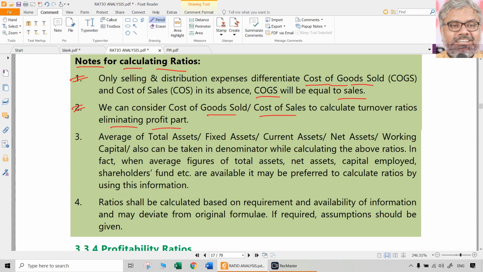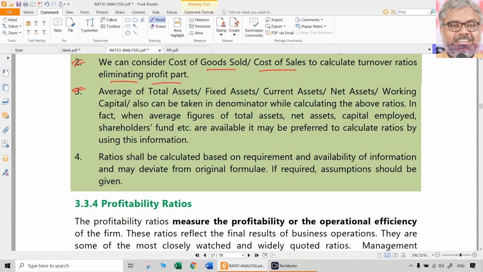For eliminating the profit part, we can. But as I said, cost of goods sold is better to be taken only for inventory turnover ratio. Other than that, for any other turnover ratio, it is better to take sales. For debtors turnover ratio, you have to take credit sales. For creditors turnover ratio, you cannot take sales. Naturally, you have to take credit purchases. So keeping those apart, for all other turnover ratios, the numerator is the same, that is sales. That's it. And whenever we are talking about average in the denominator, yes, you can take average also. Or if average is not available, you can take only the closing figures also. Any of them can be taken.